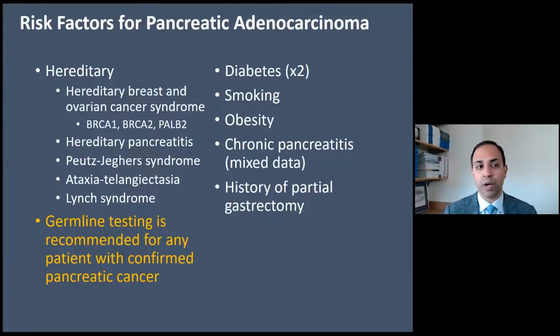However, mutations in BRCA1, BRCA2, and PALB2 have also been associated with an increased risk of developing pancreatic cancer. Almost 10% of pancreatic cancer patients have some inherited genetic variation or mutation that may have increased their susceptibility, and this is not always associated with a strong family history. Because of this, germline testing is recommended for any patient with confirmed pancreatic cancer, and genetic counseling is recommended for any patient who tests positive for a pathogenic mutation or patients with a strong positive family history.